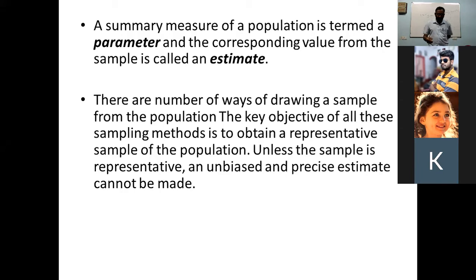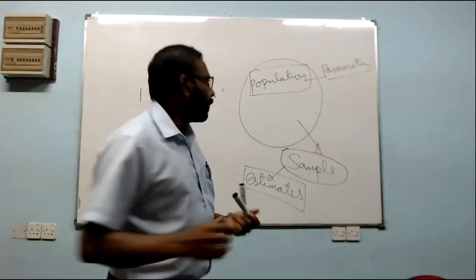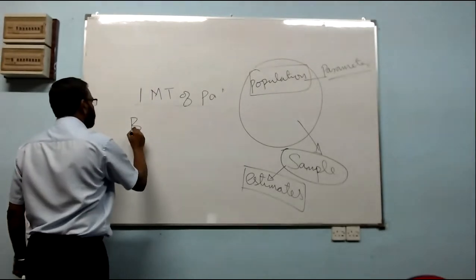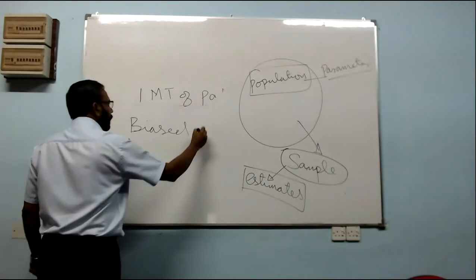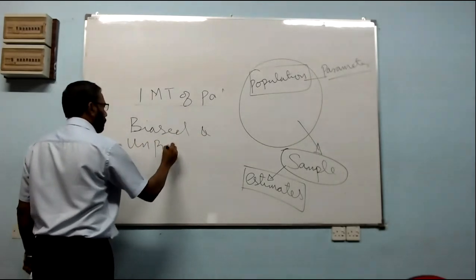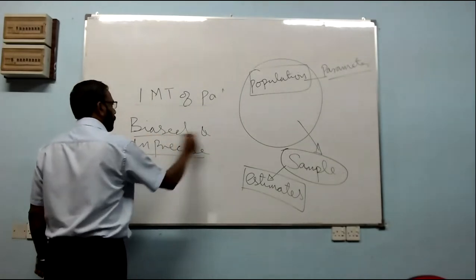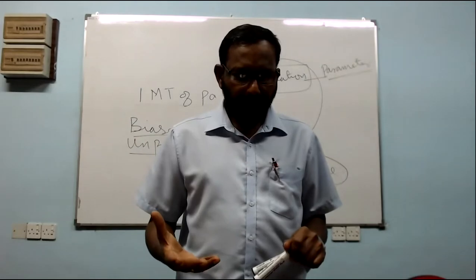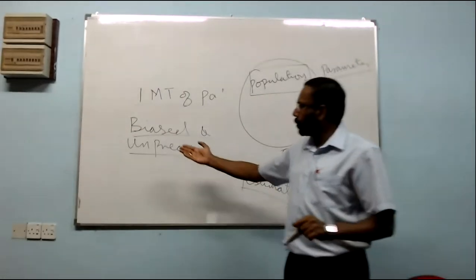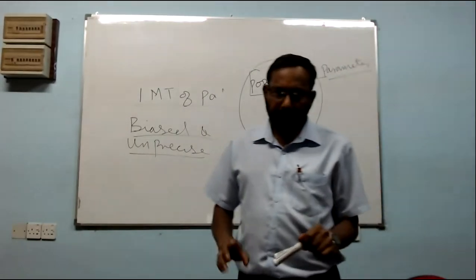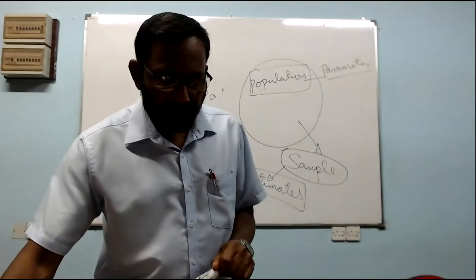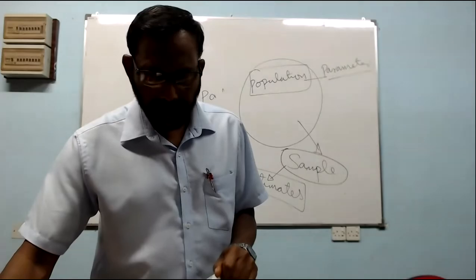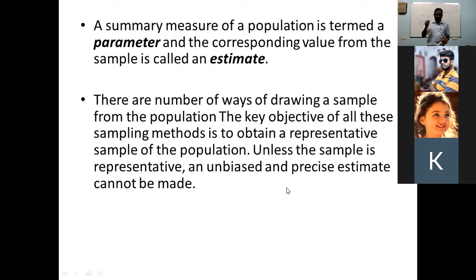That kind of phenomenon is called biased, and imprecise. Precise means it is correct, and imprecise means not correct. It is going to be biased as well as imprecise, right? So to have a good estimate, the sample should be representative.